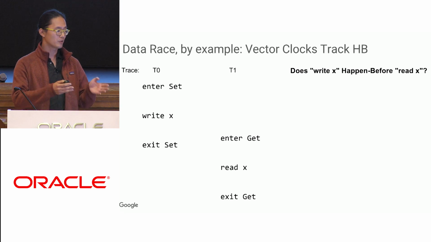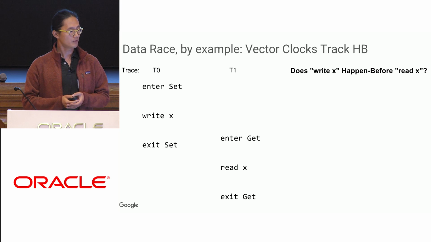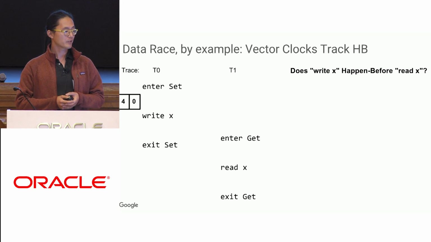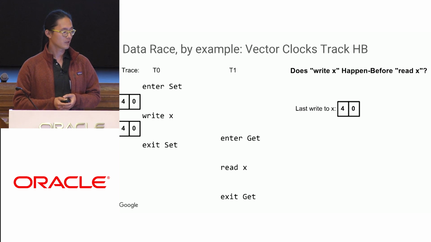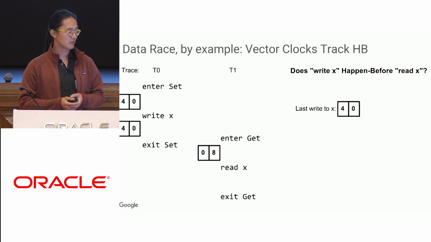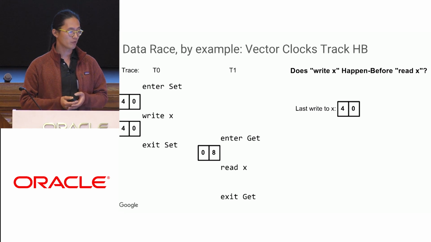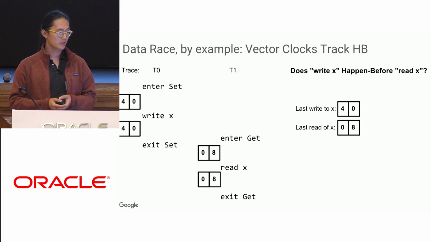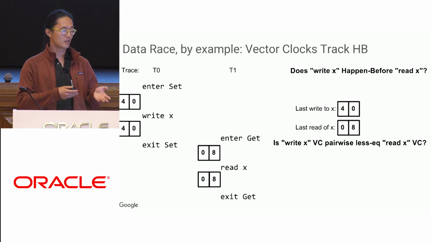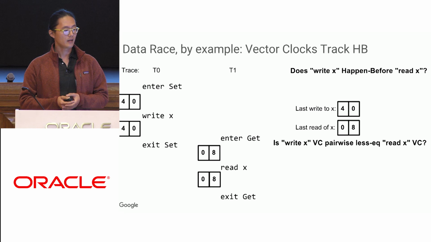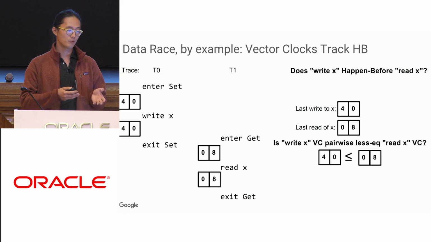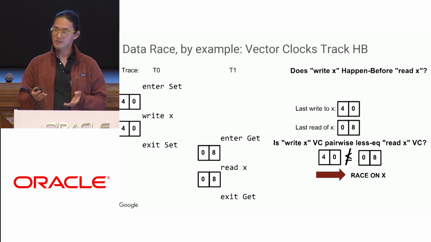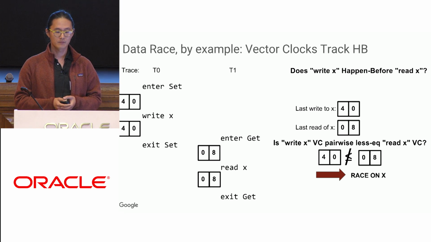Now it's very simple to go to the first example, the racy example. We start with the same vector clock, 4, 0. We remember it. We continue. In thread T1, we have the same vector clock, 0, 8. We do a read. We remember it. And we're ready to do that check. So the check is: is the write vector clock pairwise less than or equal to the read vector clock? And here the answer is no, because 4 is not less than or equal to 0. Because of that, we can say that there is a data race on X.